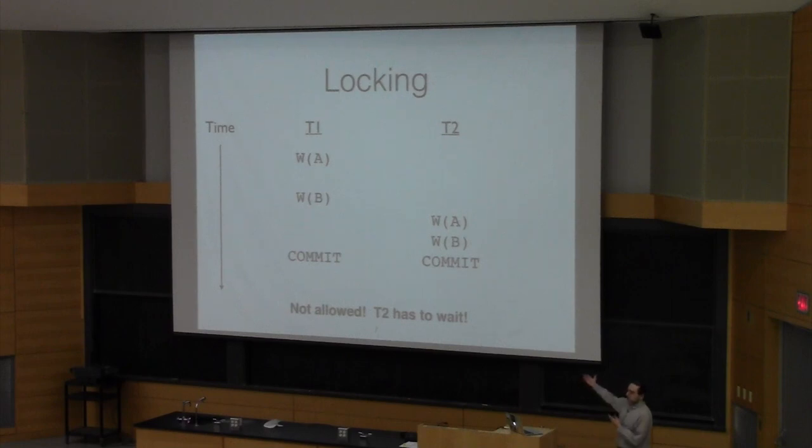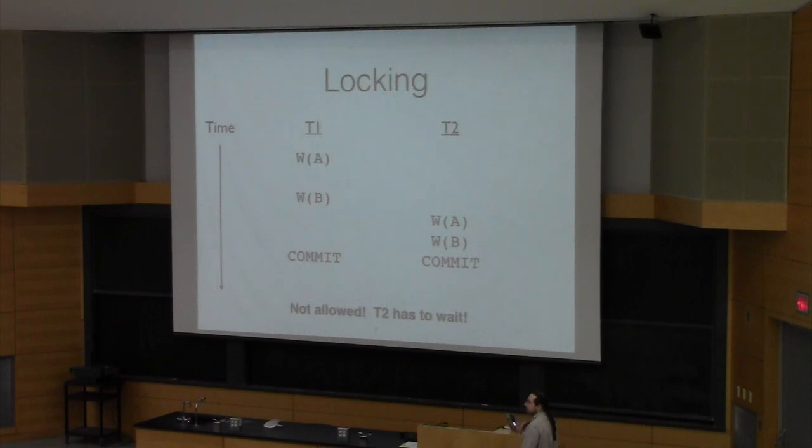Now, is this a serial schedule, modulo the commit? I heard a no. No or yes? No. Why is that? So not counting the commits, would this be a serial schedule if T1 committed? If we assumed that T1 committed and we assumed that T2 committed, would this be a serial schedule? Yeah, and you've hit on the exact point that we're trying to address here, which is that until T1 actually commits, T2 can't proceed.